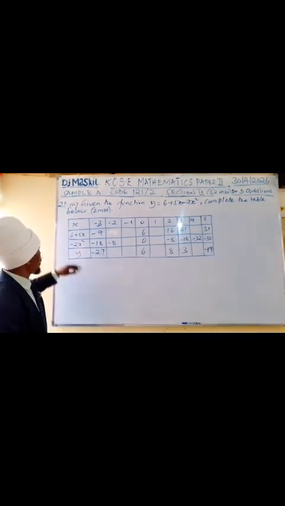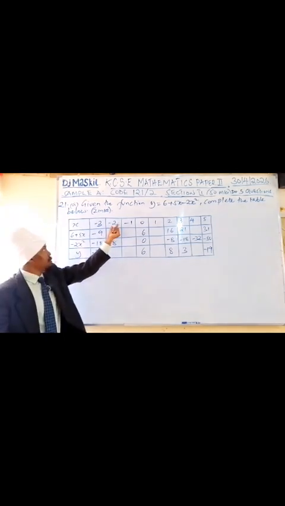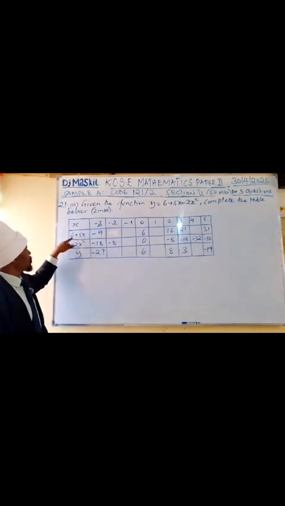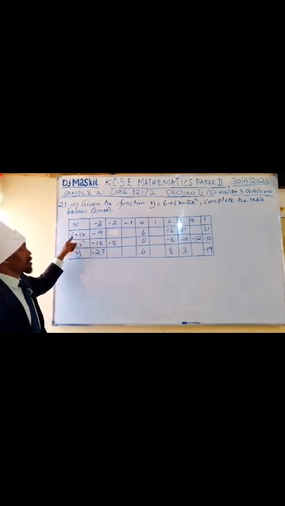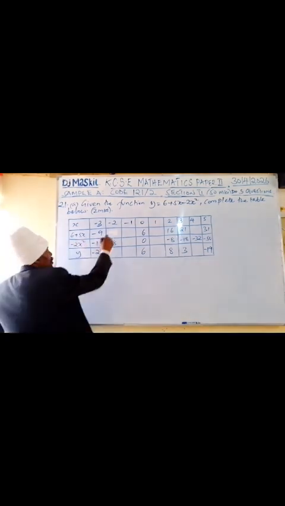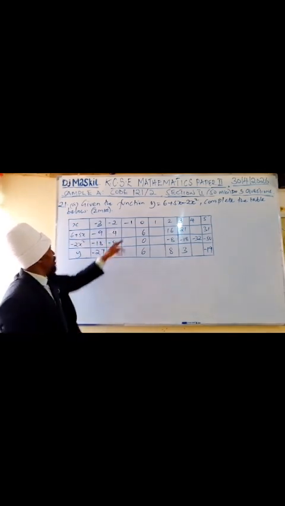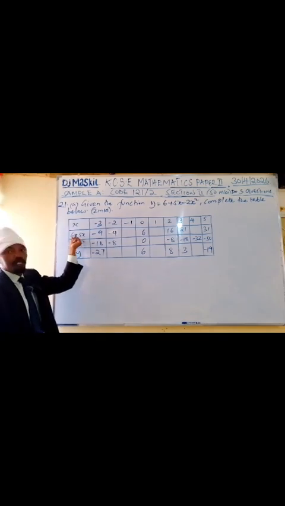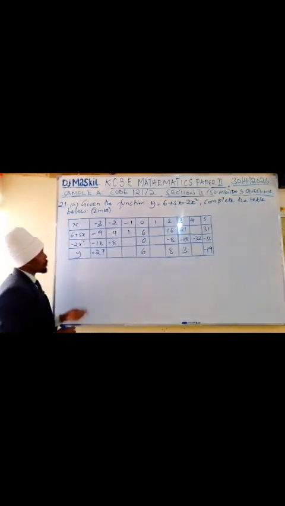Solution. Now, if x is negative 2, we are going to say 6 plus 5 multiplied by negative 2, which is 6 minus 10. So we are going to get negative 4. So we do the same for negative 1. So this one will be 6 plus 5 multiplied by negative 1. So it is 6 minus 1, we get 1.